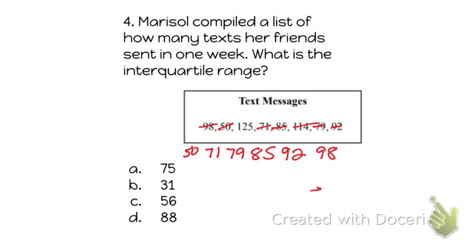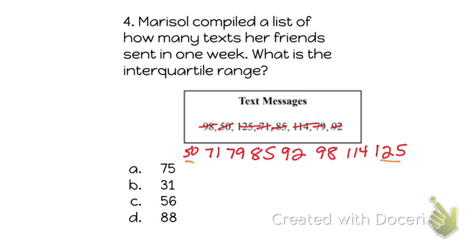98, 114, and 128, sorry, that was not a 125, that was a 128. So I have 8 numbers here total, okay? So I need to find the median. Step 1 is always going to be to find the median.